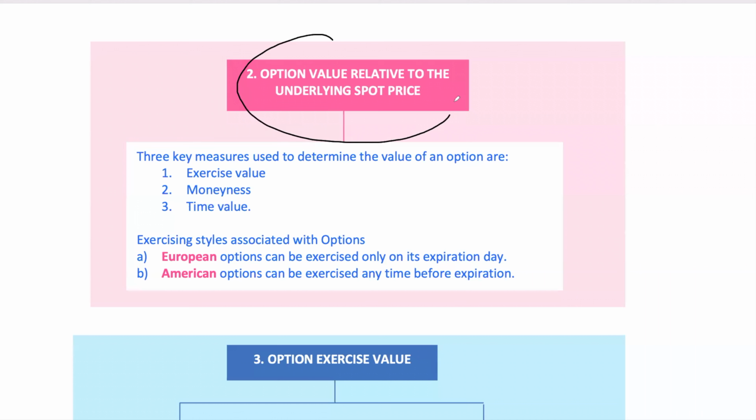Now, let's dig deeper into what affects the value of these options. Unlike forward or futures contracts, options give you asymmetric payoffs. By asymmetric, I mean that if you're the buyer, your potential loss is limited to the premium you paid, but your upside could be significant if the underlying moves in your favor. This is why we sometimes call options contingent claims. Their value depends on whether the underlying price crosses a certain threshold.